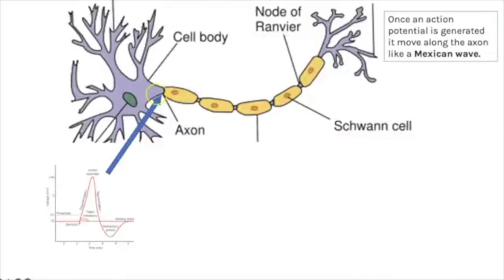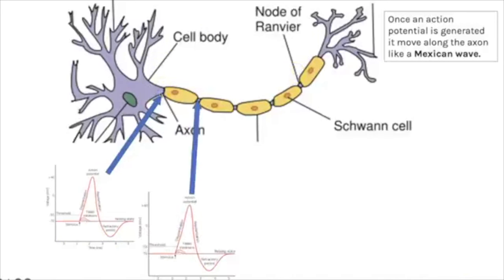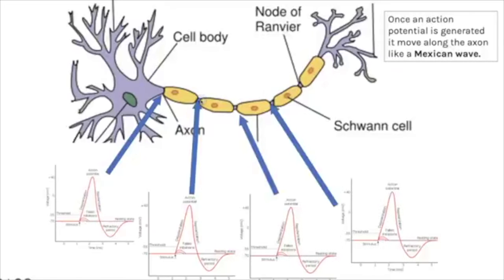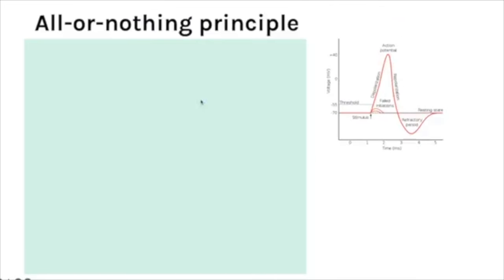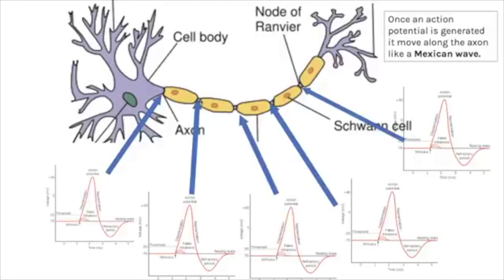And this happens along the axon multiple times. This graph is not a change over distance. So this isn't happening just once along the axon. It happens right at the start of the axon, and then at every node of Ranvier, if it is a myelinated neuron, you'll then have another action potential being generated until you get to the end of that neuron and then a synapse. So it's a bit like the idea of a Mexican wave moving along.